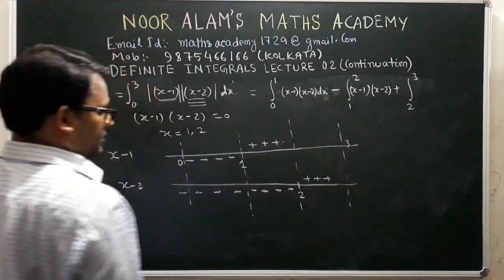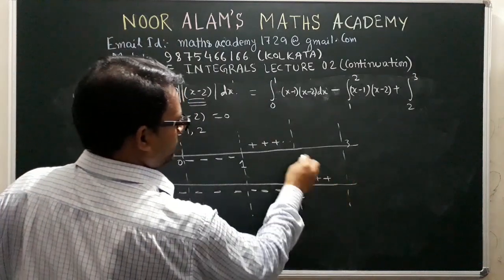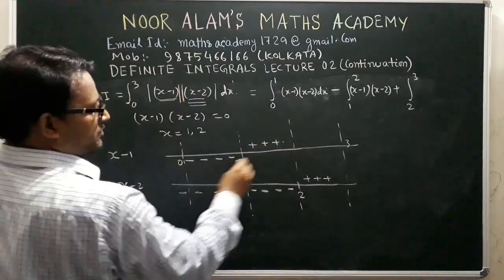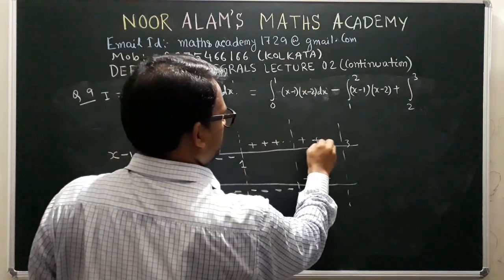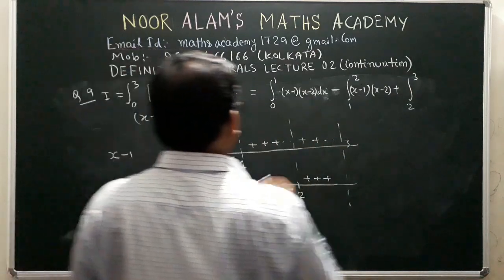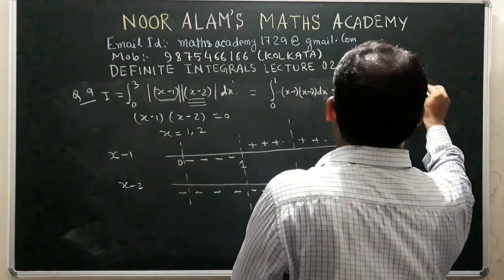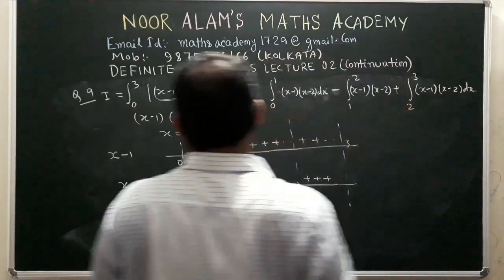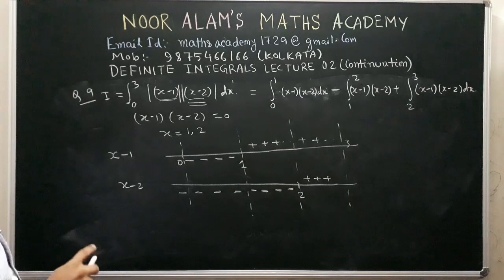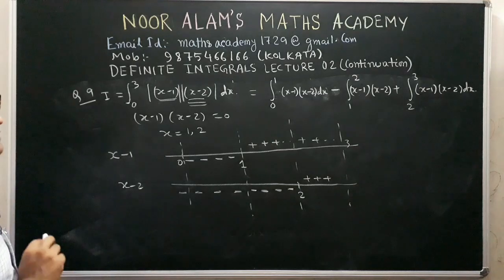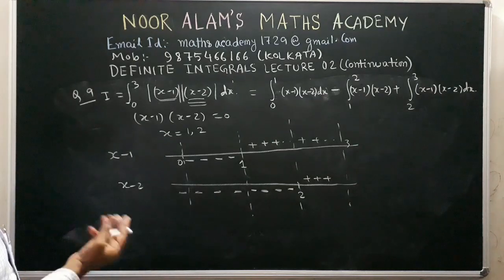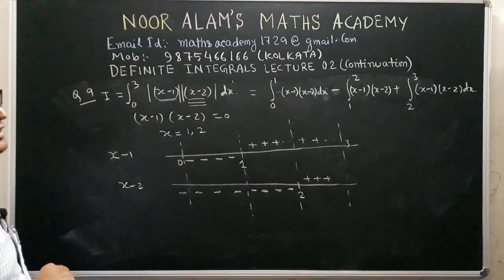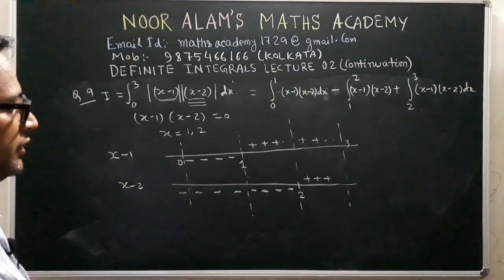Now come to the last interval, from 2 to 3. You see that x minus 1 is positive after 1, and here this term is also positive, no problem. So when you remove the mod sign, it will be x minus 1, x minus 2 only, dx. I think all of you understand how to take the sign. This is very important in these sums. After that there is no problem, you can simply multiply and take the integration value.